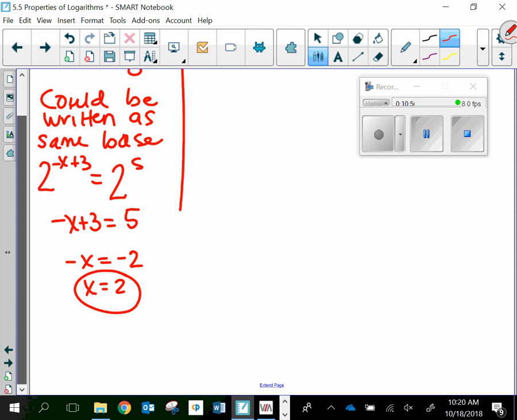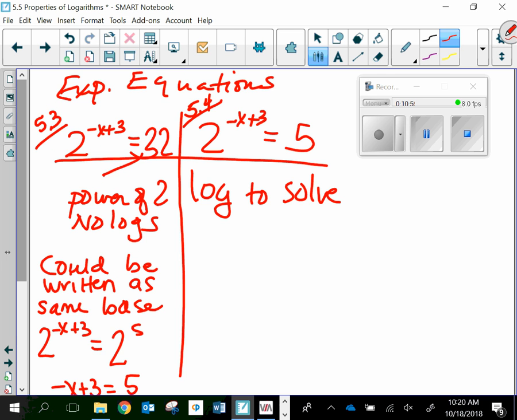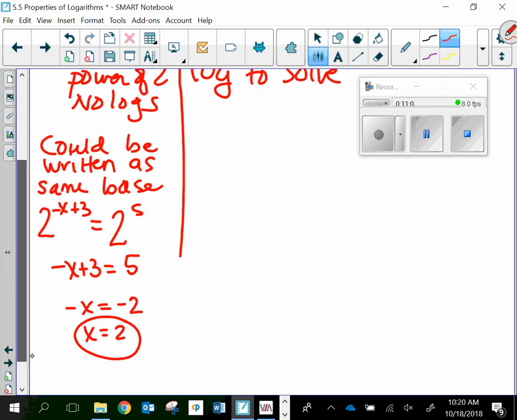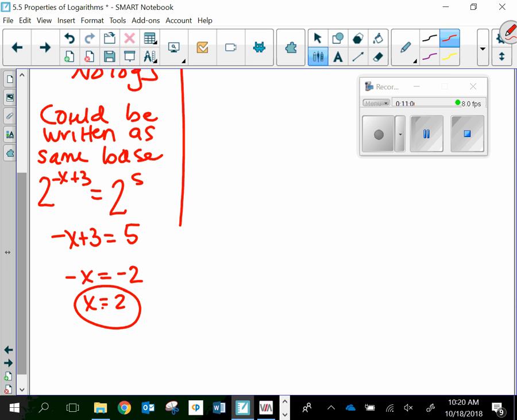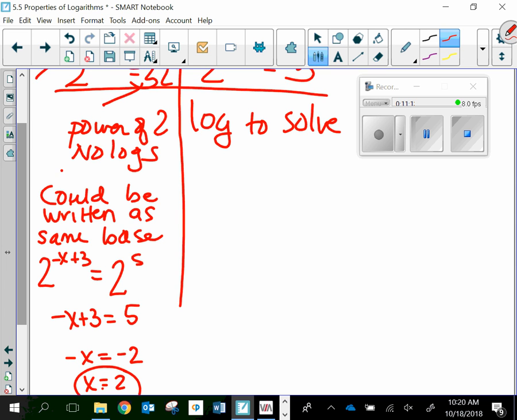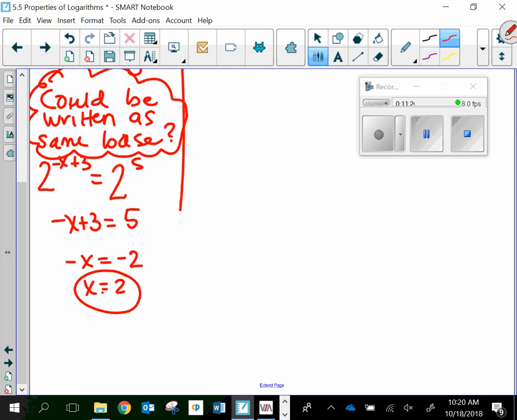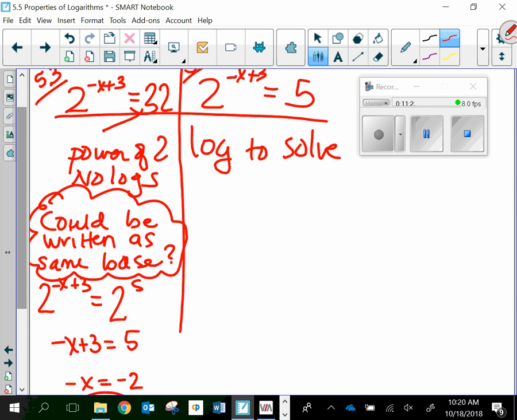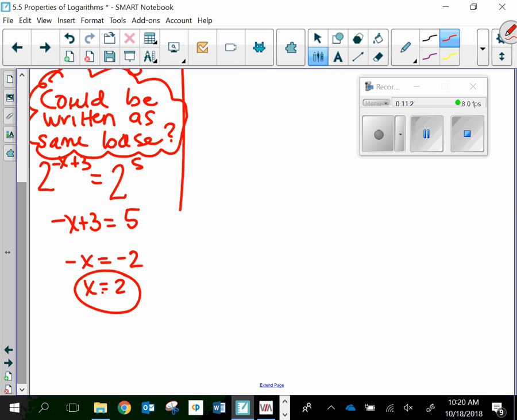And it's a simple little thing to solve. Now this one, not so easy. So you've got to be careful. If it's simple, do it simple. You can do this the log way, but why if you don't have to? So this is the first thing you need to ask yourself: could it be written as the same base? Now we could change them both. So you think you're ready? Sorry, negative. Yeah. Sorry. Thank you.